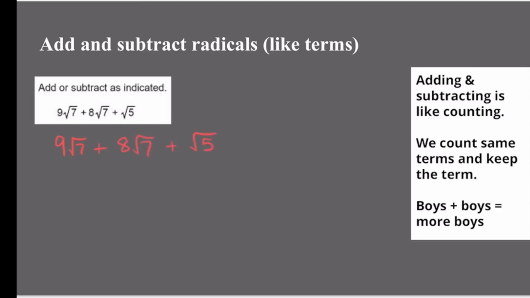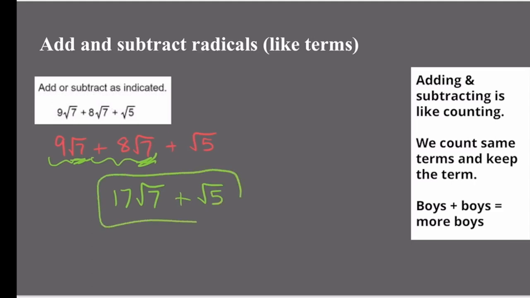These first two terms both have a radical 7. So I could add those together. 9 of these things plus 8 of these things give me 17 of these things. So 17 radical 7 plus radical 5. I cannot add radical 7 and radical 5 because they are not the same. So my answer is left like that.